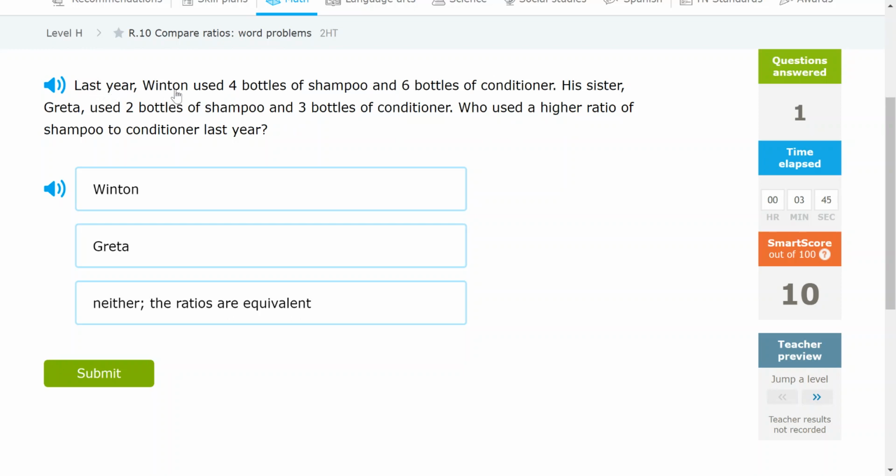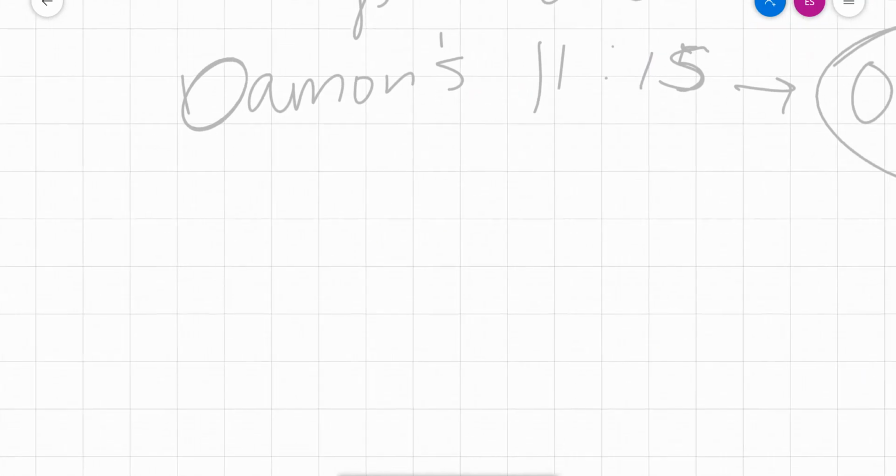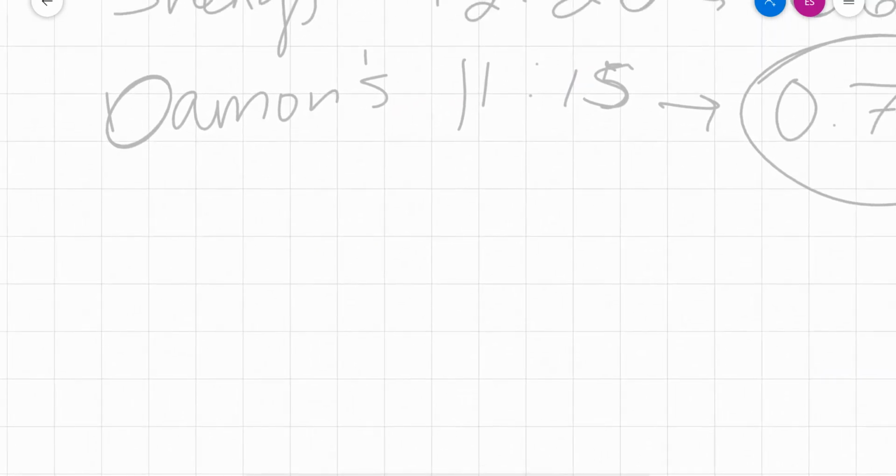Let's do this one. Last year, Winton used 4 bottles of shampoo and 6 bottles of conditioner. His sister Greta used 2 bottles of shampoo and 3 bottles of conditioner. Who has a higher ratio of shampoo to conditioner last year? So we've got 4 to 6 and 2 to 3. I can already guess when I think 4/6 and 2/3, those sound like equivalent fractions to me, but I'll go ahead and walk through.